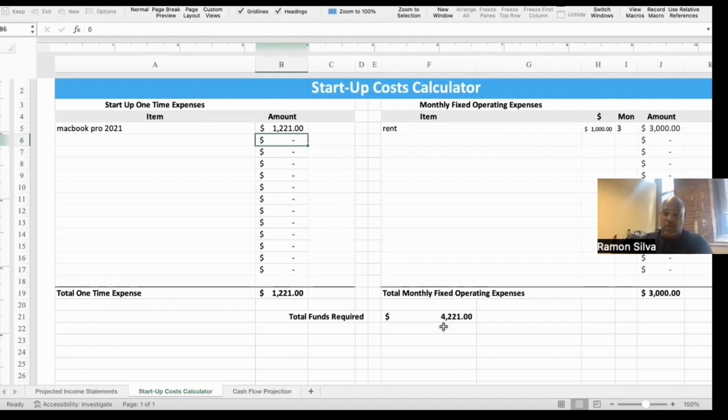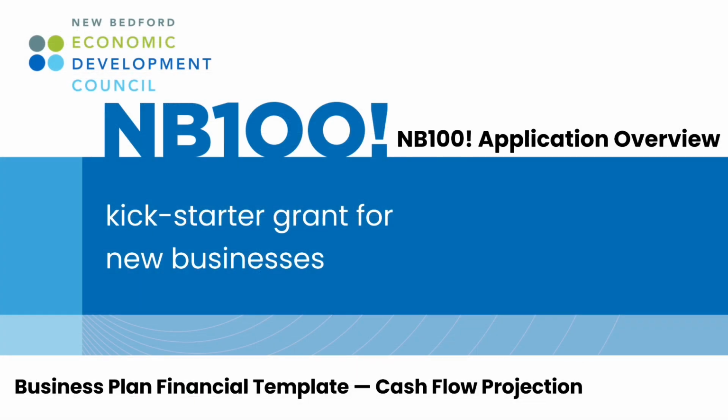And in order to get your application processed and get funded as efficiently and as quickly as possible, complete explanations that provide the most detail are going to be the most helpful. And then briefly, can you look at the cash flow projection tab? Sure.